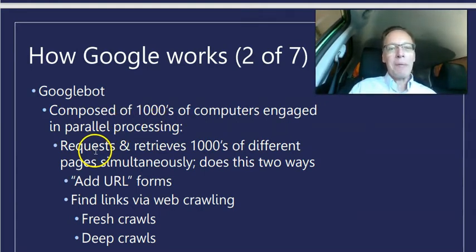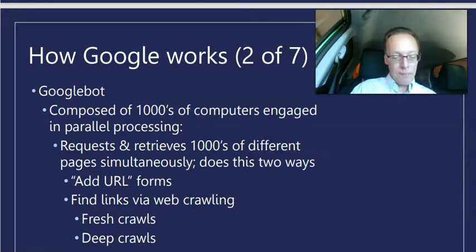So Googlebot makes requests and retrieves thousands of different pages simultaneously, and does it in 2 ways. It either does it by adding URL forms, but actually, I guess we don't have to go into detail on that. It's geeky, and if you're a geek like me, then feel free to contact me and we'll go into detail on that. I don't know that going into the geekery is going to help you as a business owner.